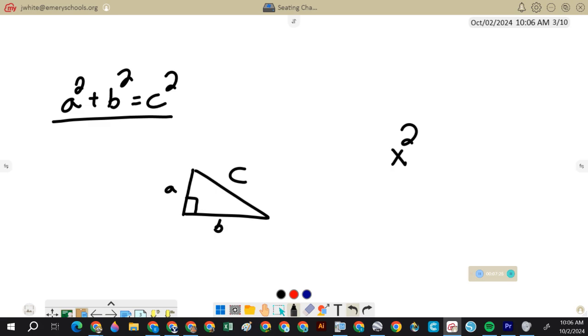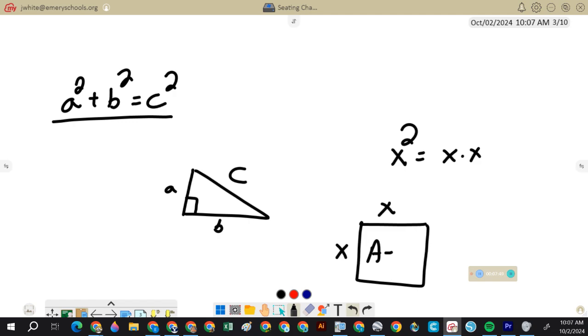So if you had length x, and then I multiplied it by another x, right? This is x times x. It's going to be the area of a square. So if I build a square with x on each side, the area of this is x squared. Well, that's kind of cool.